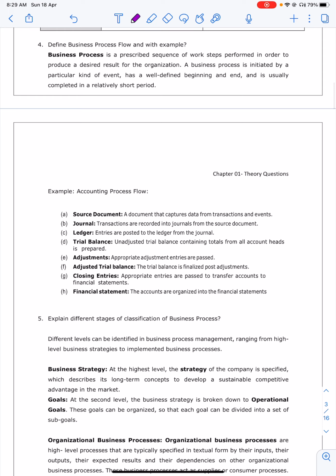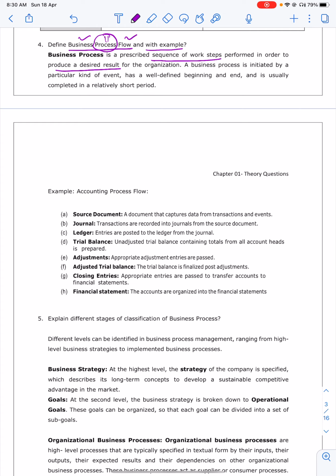Now here we have one more question. What do you mean by business process flow with example? There's a small definition. We already know what is a process, right? It consists of a sequence of work steps. Process means it consists of a sequence of workflows or work steps. Now, why do we require this sequence of work steps in the business? To produce a desired result, or in order to achieve an organization goal.